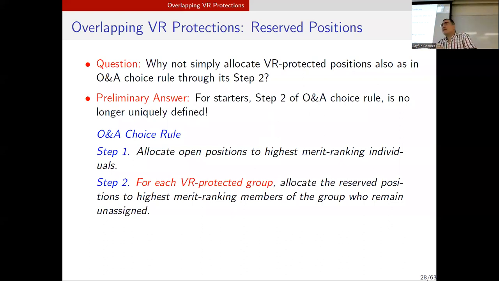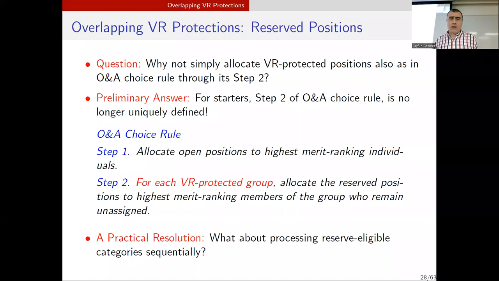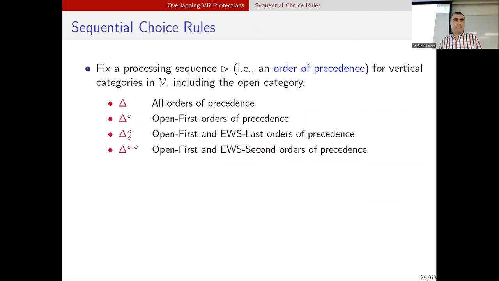You can use different sequences, you can allocate them maybe together, right? That's where my paper with Scott Kominers becomes relevant, the concept of precedence. So the over and above choice rule is not uniquely defined. There are multiple ways to do this. There are multiple extensions of over and above when VR protections are overlapping. So why not just process them sequentially? That gives me a class of extensions of over and above. And we'll do that. Okay.